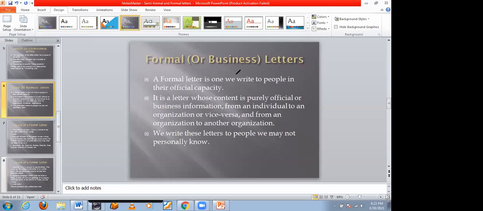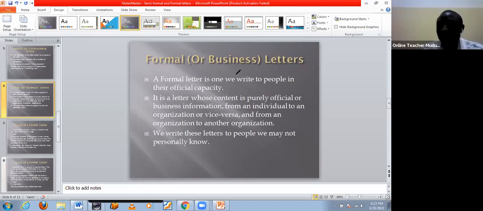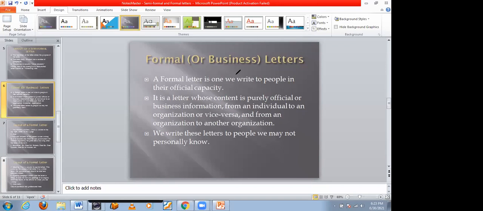So you write to them in their official capacity, such that even if they are to leave that office, maybe fired from that job, your letter will remain in that office and the new person will attend to it, right? That is what we mean by formal letters. Your letter will be in that office where it was addressed.